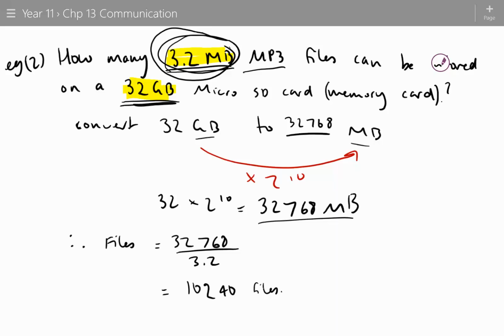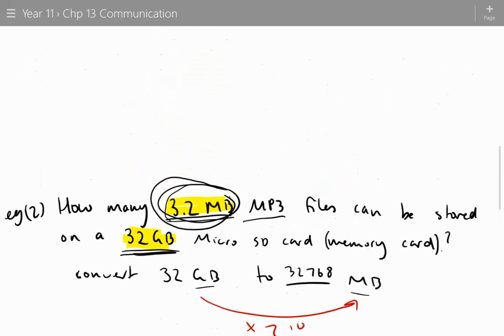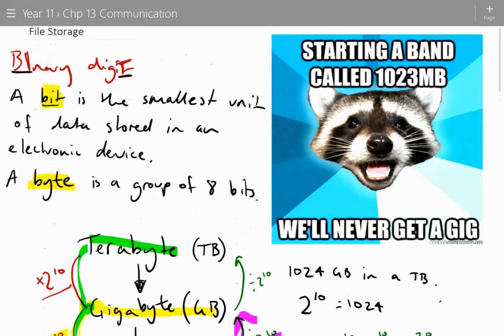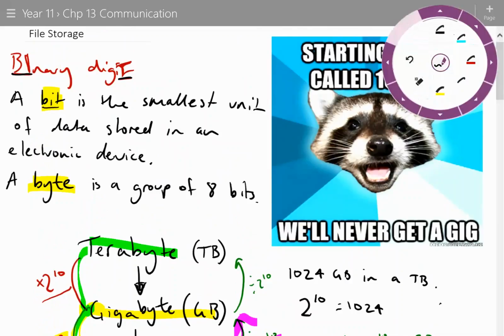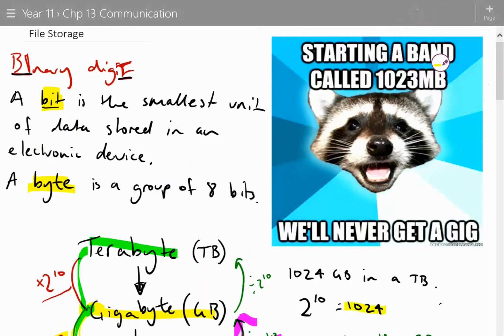Imagine how many can fit in a terabyte. So now we know that a multiple of 2 to the power of 10 gives us 1,024. There are 1,024 megabytes in a gig. That's why if you're starting a band called 1,023 megabytes, we'll never get a gig.